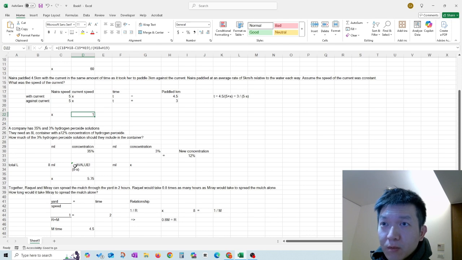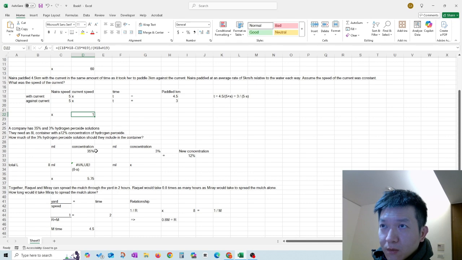Okay, and the company has 35% and 3% hydrogen peroxide solutions. They need an 8-liter container with a 12% concentration of hydrogen peroxide. How much of the 3% hydrogen peroxide solution should they include in the container? Okay.